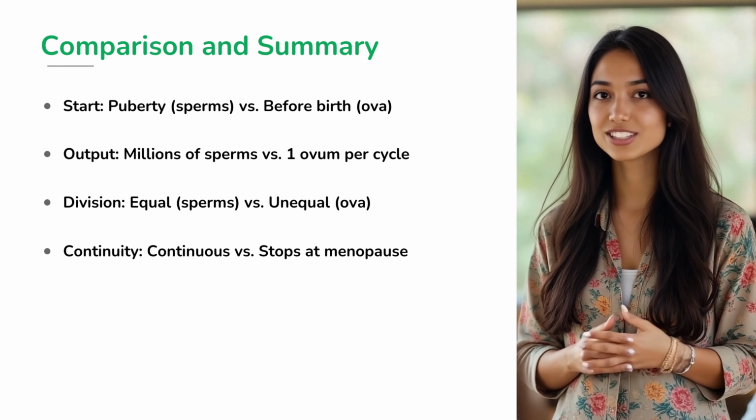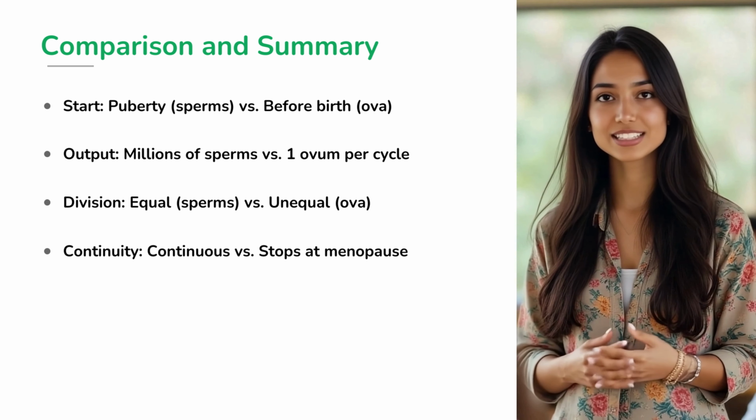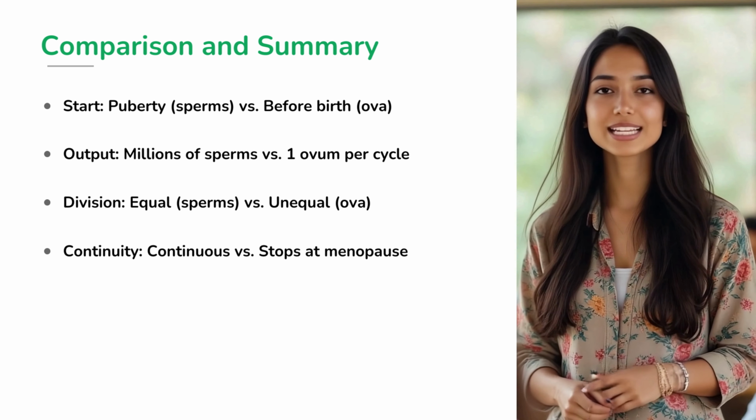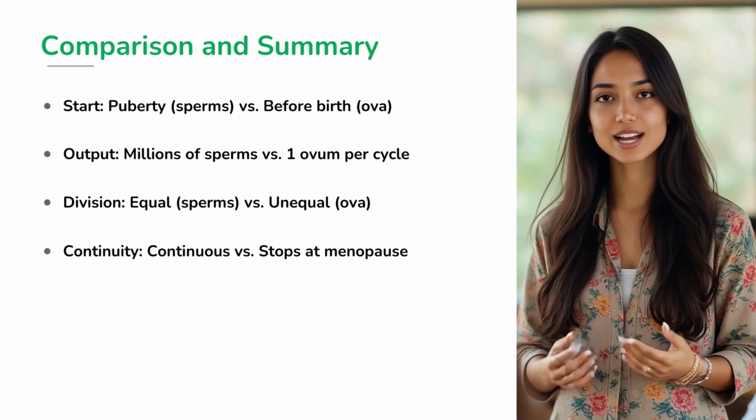And finally, the continuity. Spermatogenesis is a continuous process, but oogenesis stops at menopause. This comparison highlights how both processes are uniquely designed to support human reproduction.